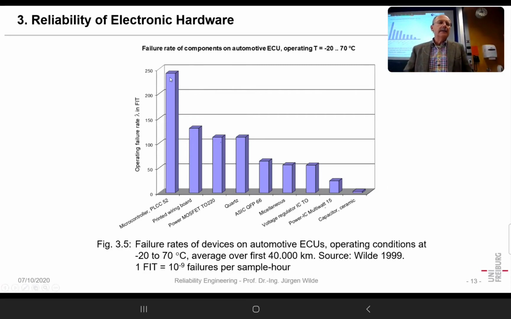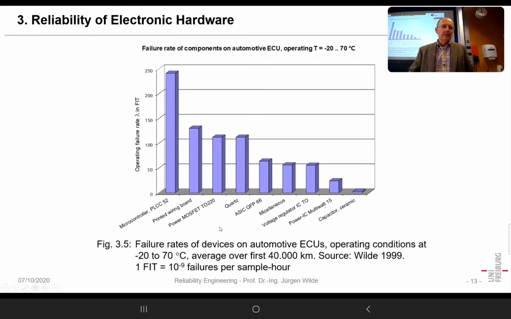And now what is interesting is the microcontroller has a failure rate of 240 FIT, while the ASIC, which is as big as it, has only 60 FIT. So you could say, again, both are similar devices, but you can have a factor of 4 just from the manufacturer, from the maturity of the semiconductor technology, and so on.